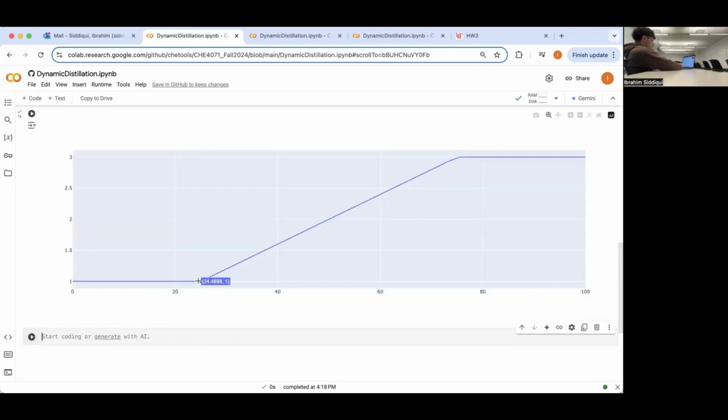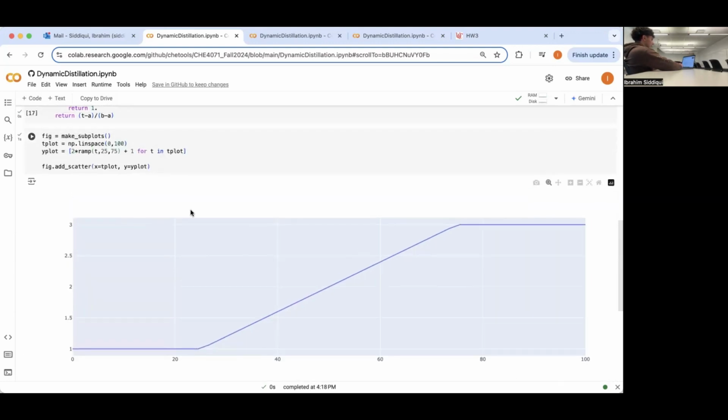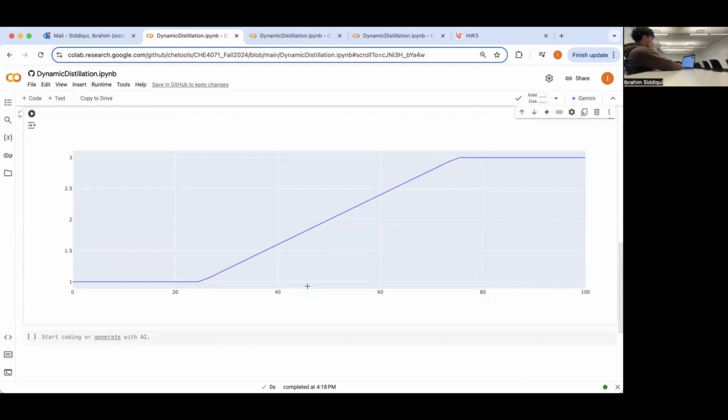Okay, so perfect. So we have our jump from 25, and then at 75 it comes back down and stays constant. Essentially, this is our ramp from 25 to 75 that we just initialized right here on our t line, our time plot. We have this ramp. Cool, so we can go ahead and move forward.